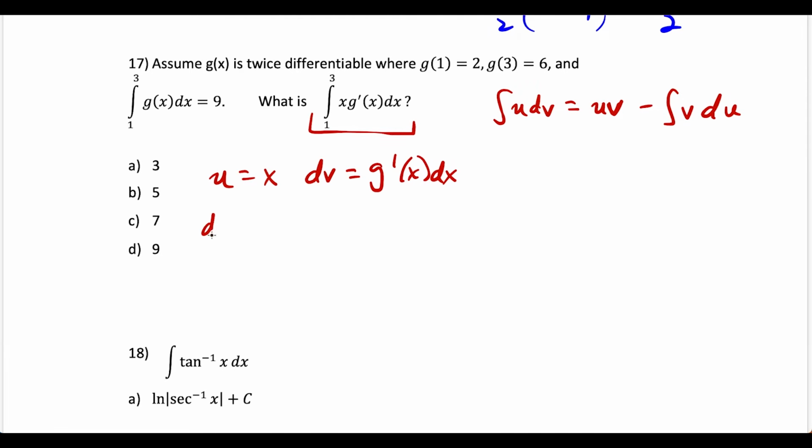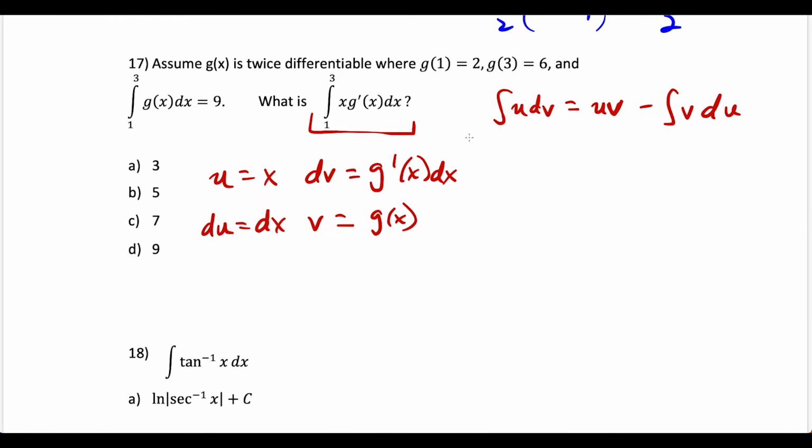So now we're going to calculate du, which is going to be equal to 1 dx, and then v, the antiderivative of g prime, is g of x. And we don't have to worry about plus c here because we're doing a definite integral. And even if it were an indefinite integral, we would tack that on at the very, very end. So now we go ahead and apply integration by parts here.